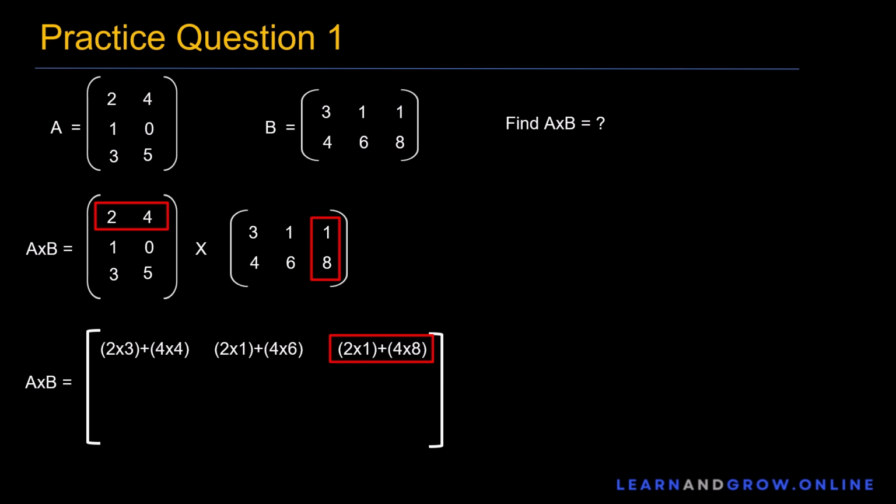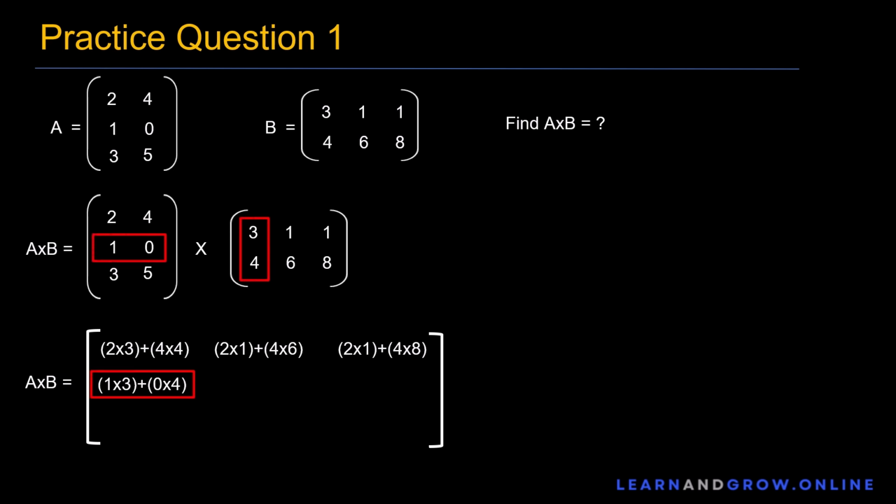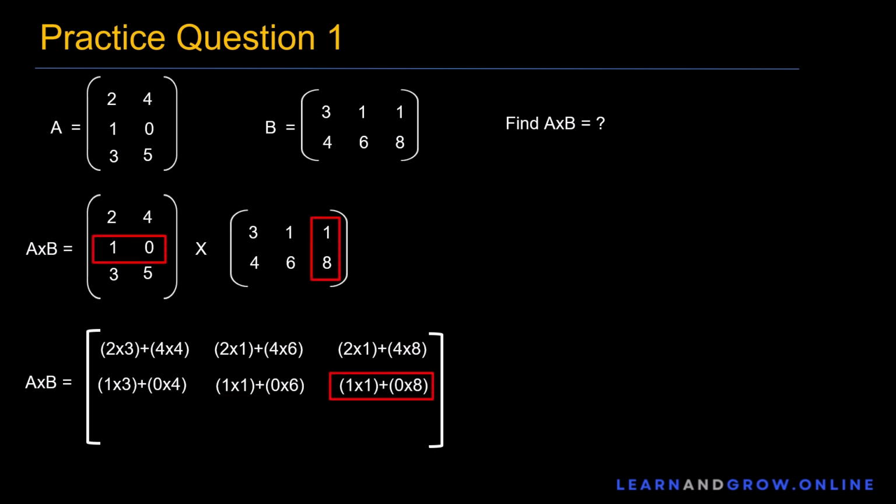Let us move to row 2 of matrix A and multiply it with all columns of matrix B, one at a time. Pay close attention to the red rectangles. We start by multiplying row 2 of matrix A with column 1 of matrix B, and write the answer as the first entry in the second row of the resultant matrix. Then we multiply row 2 of matrix A with column 2 of matrix B, and write the answer as the second entry in the second row of the resultant matrix. After this, we multiply row 2 of matrix A with column 3 of matrix B, and write the answer as the third entry in the second row of the resultant matrix. We have now completed all 3 entries in the second row.